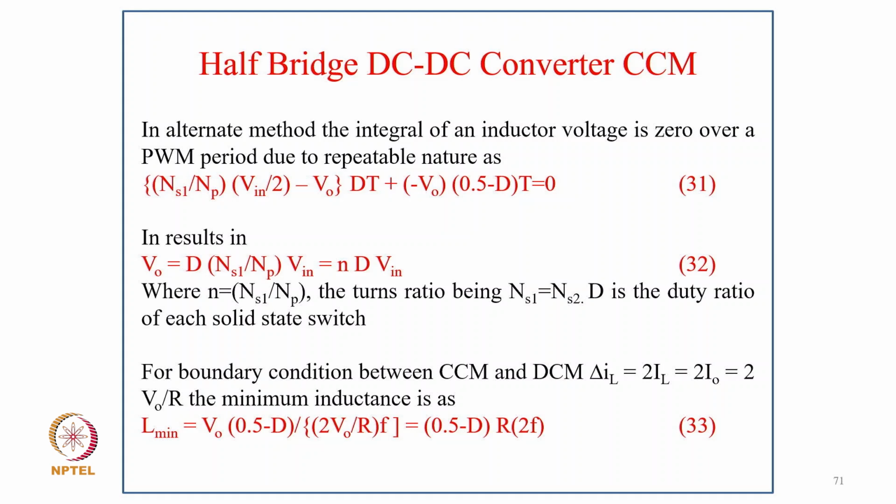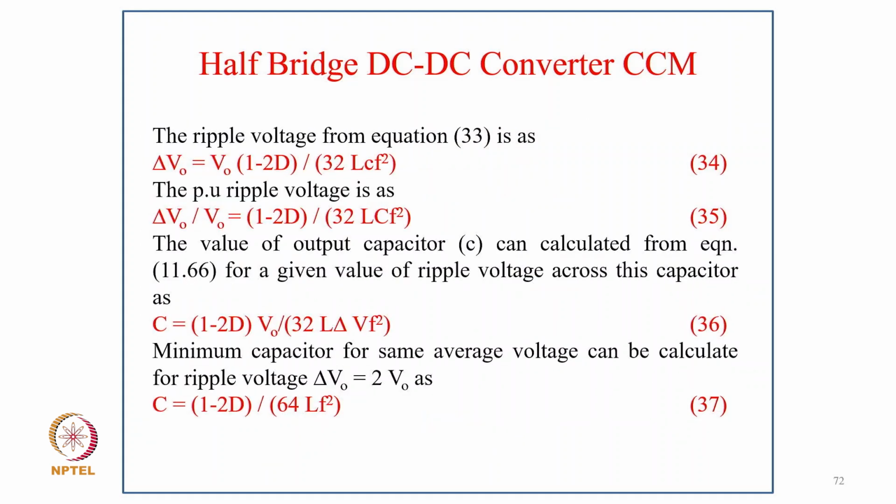So for the boundary condition between CCM and DCM, delta IL equal to 2 IL equal to 2 Io equal to 2 Vo upon R. The minimum inductance is L minimum equal to Vo (0.5 minus D) divided by (2 Vo upon R) times F, equal to (0.5 minus D) R into 2F.